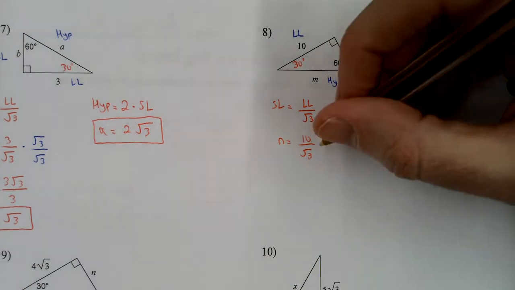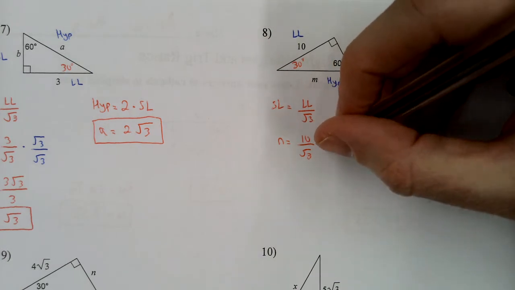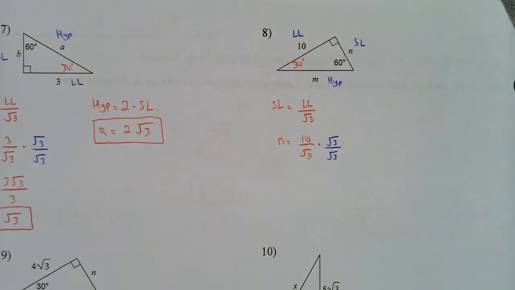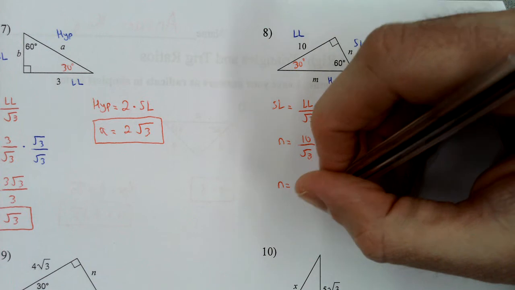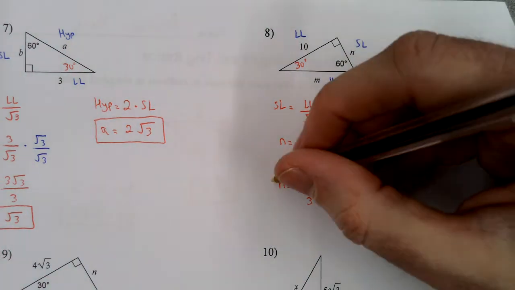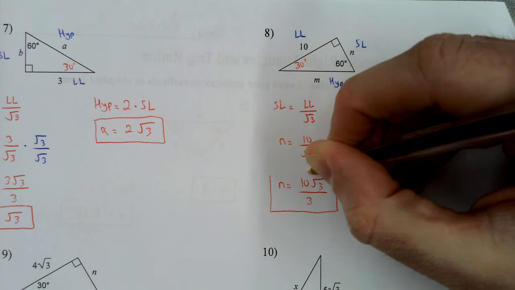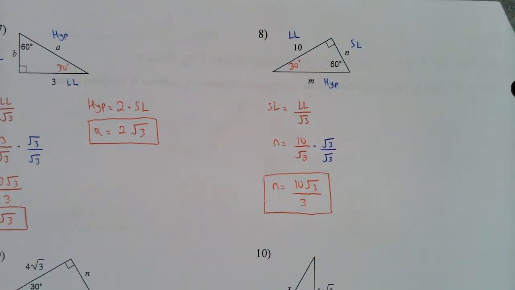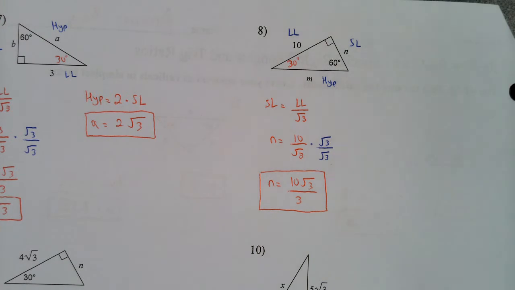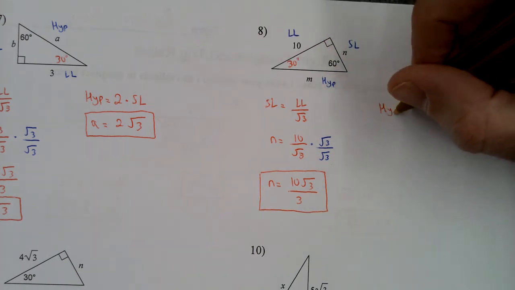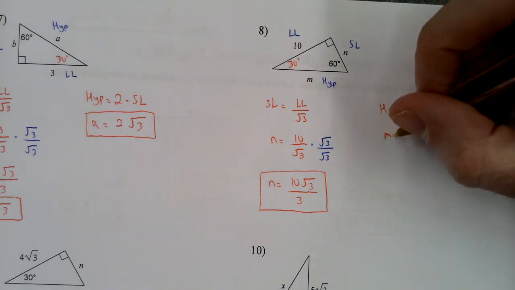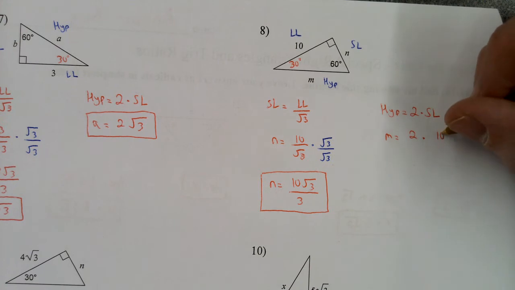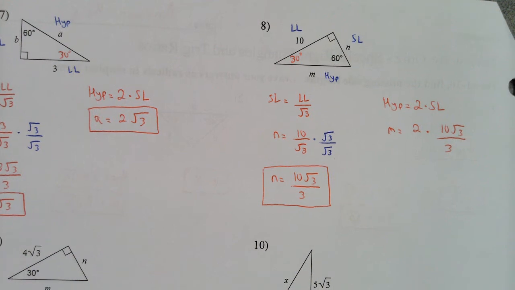Rationalize. That'll give you 10 square root of 3 over 3. You cannot simplify 10 over 3, so that's the final answer for n, messy as it may be. Now you can get the hypotenuse. Hypotenuse equals 2 times short leg. So m equals 2 times the answer we just got. So that'll give you 20 square root of 3 over 3.